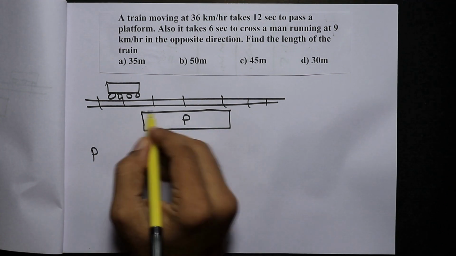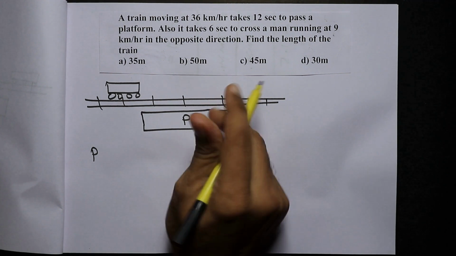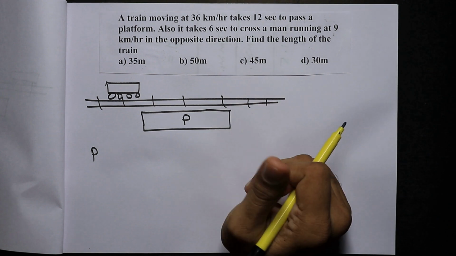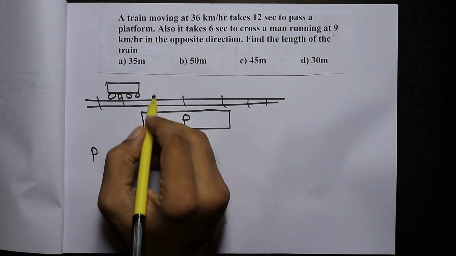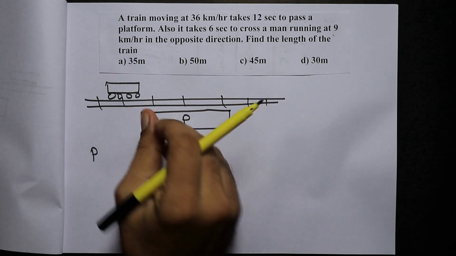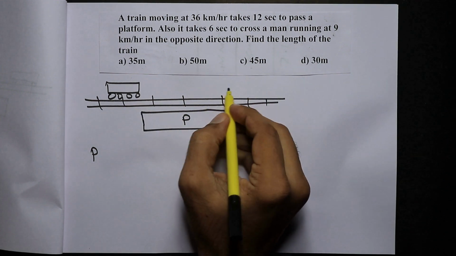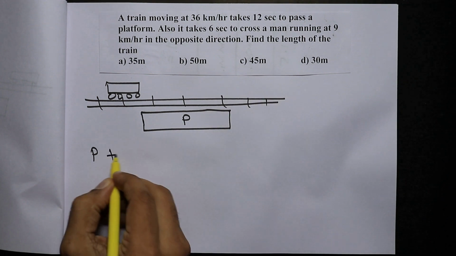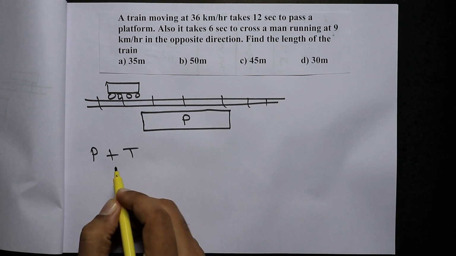So first the length of the platform has to be moved, then the train will be here, then after that its own body length has to be moved. So we will assume that the length of the train is T. So first the length of the platform, then the train will be here, and then its own body length T. So distance to be moved is P plus T.